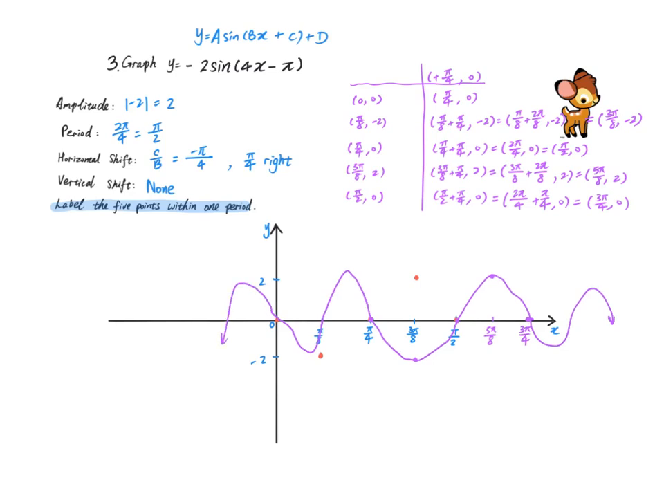Okay, the last thing we need to do, do not forget to label the points. Pi over 4, 0. 3 pi over 8, negative 2. Pi over 2, 0. 5 pi over 8, 2. And 3 pi over 4, 0. That's it. Make sure to graph the function and label the points.